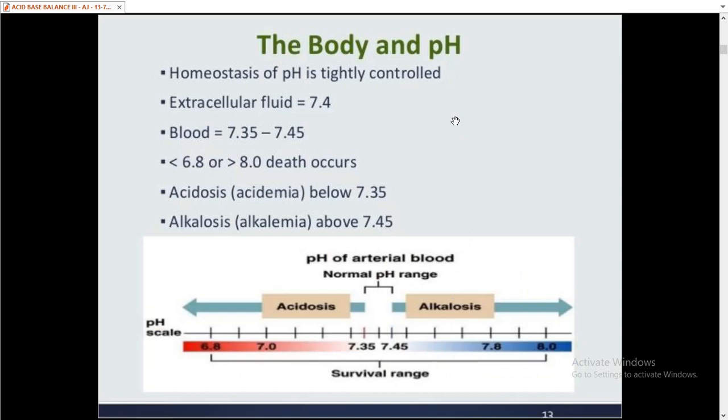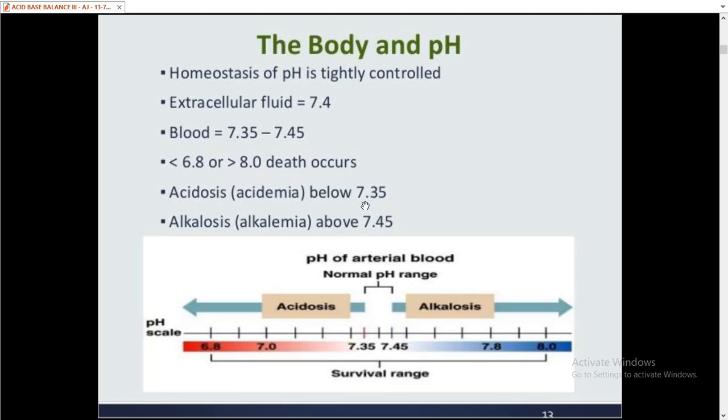The normal body homeostasis of the pH should be tightly controlled at the level of 7.4, while the blood pH is 7.35 to 7.45. And as we discussed in the last lecture, a person cannot survive at a pH of less than 6.8 or more than 8, and death usually occurs.